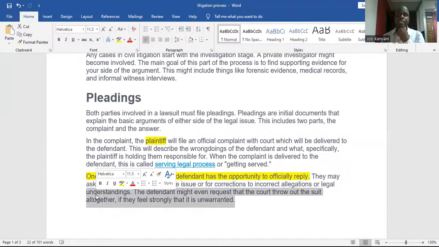So in this case, the plaintiff presents the petition. The complaint is presented to the defendant, and they answer back by presenting their answers.